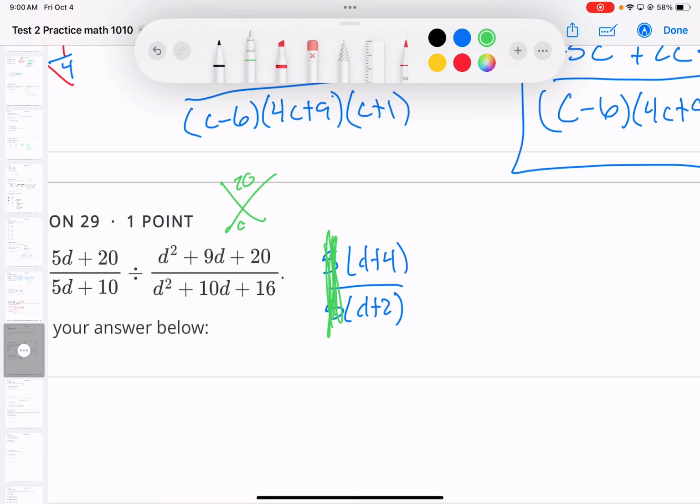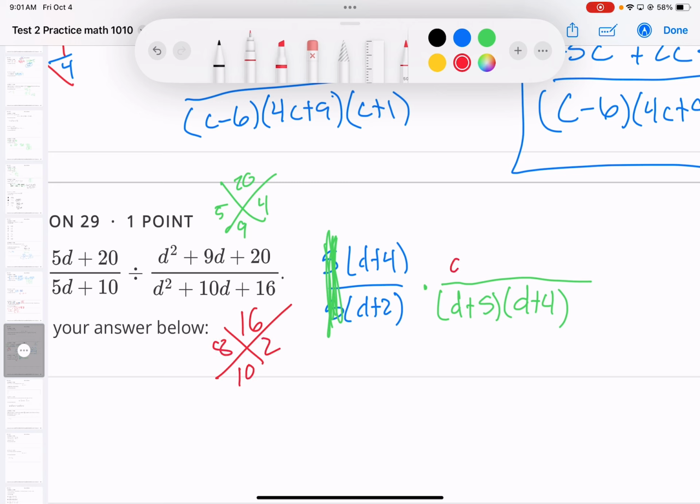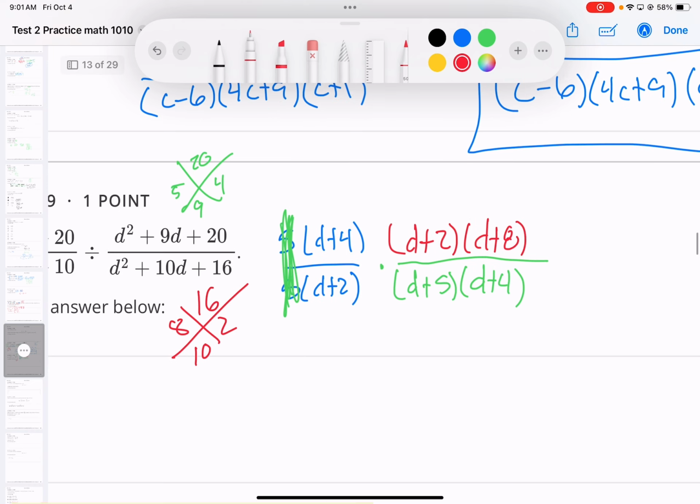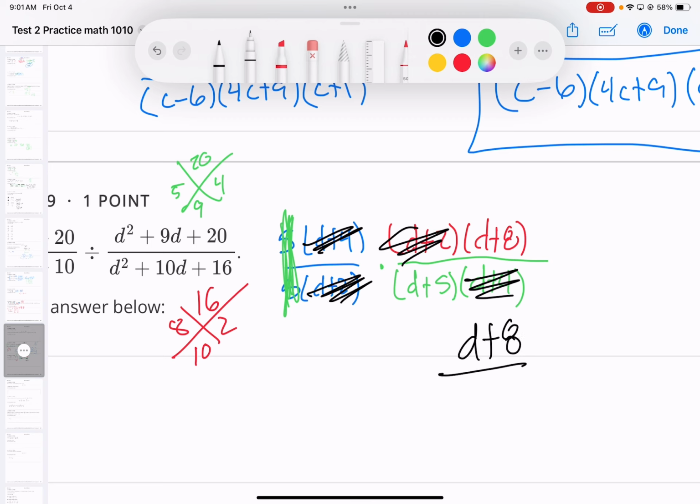So I got 20 and 9, that's a 5 and a 4. So over here on this bottom, I'm going to have d plus 5, d plus 4. There's already things we can factor, which is awesome. 10, 8, and 2. So d plus 2, d plus 8. I got 4 and a 4 and a 2 and a 2. So I'm left with d plus 8 over. I love those, I'm not going to lie.